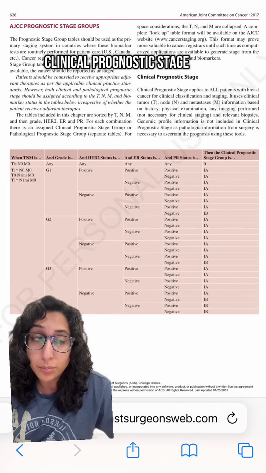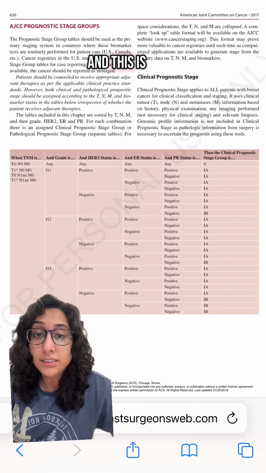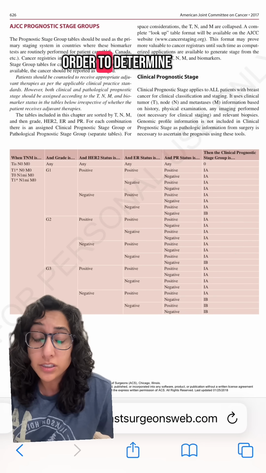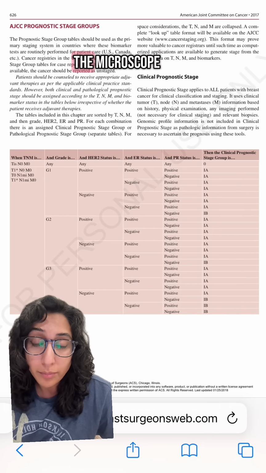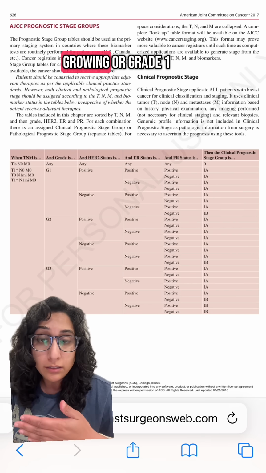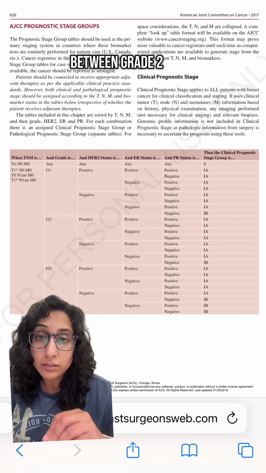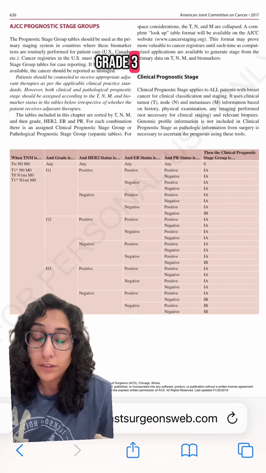This is the clinical prognostic stage. And this is the new chart we use in order to determine breast cancer stage. Now, grade is what the cancer looks like under the microscope. Is it slow growing or grade 1? Is it in between, grade 2, or is it fast growing or grade 3?